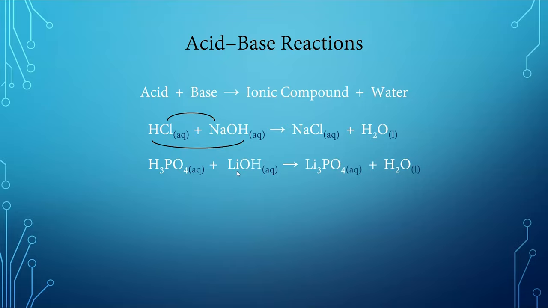An easy way to balance an acid-base reaction is as follows. All you need to do is make sure that the number of H's and the number of OH's are the same, and then the number of H2O molecules will also be the same. So we have three H's, which means we will need three OH's, three lithium hydroxide, and then we will get three molecules of water. If you make sure that the H's, the OH's, and the H2O's are all the same, your equation will automatically be balanced.